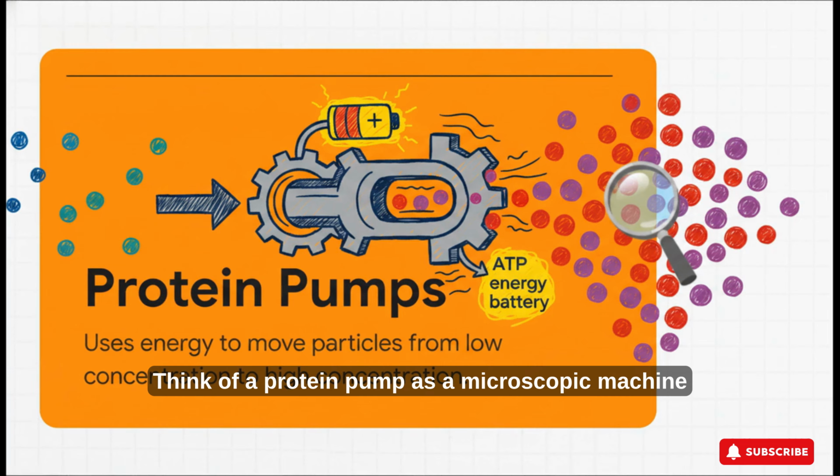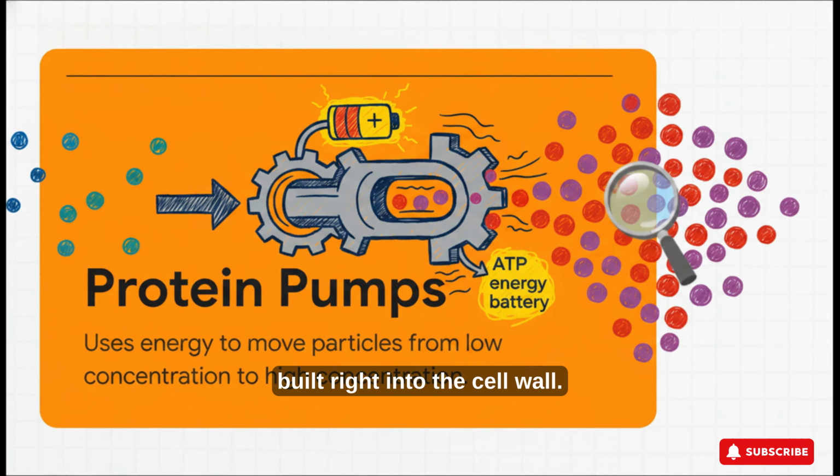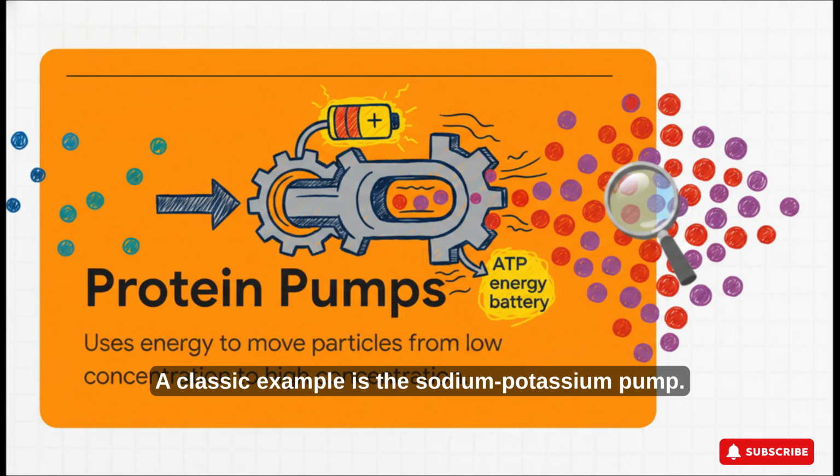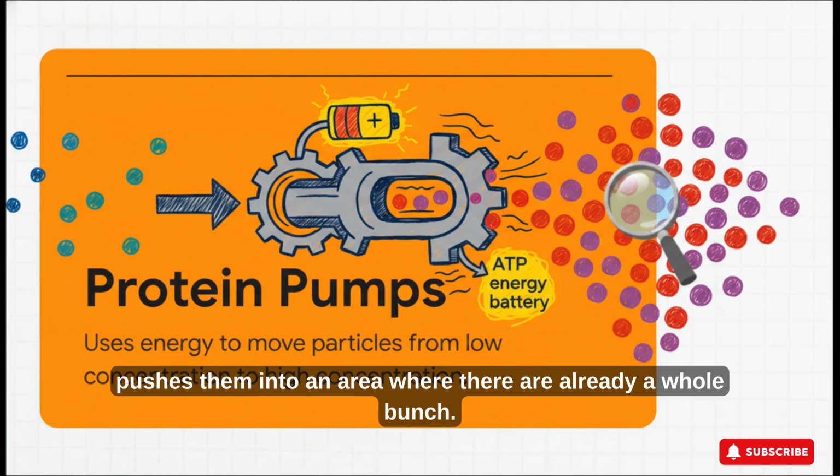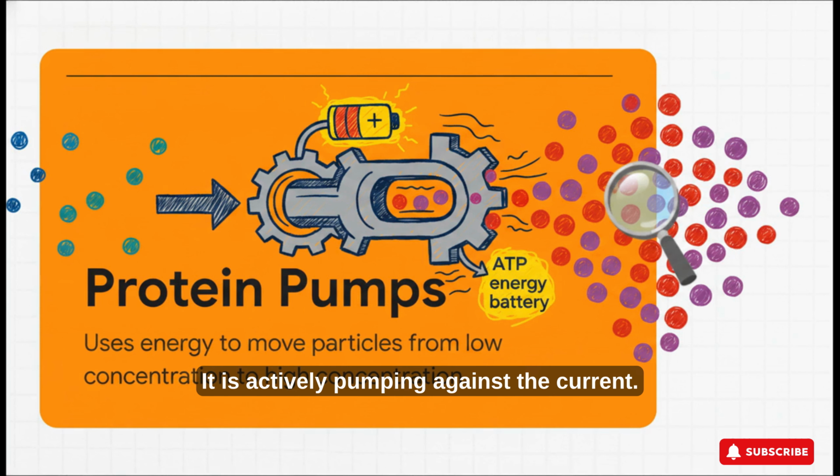Think of a protein pump as a microscopic machine built right into the cell wall. A classic example is the sodium-potassium pump. By tapping into that ATP energy battery, this pump physically grabs particles from where there are only a few and forcefully pushes them into an area where there are already a whole bunch. It is actively pumping against the current.